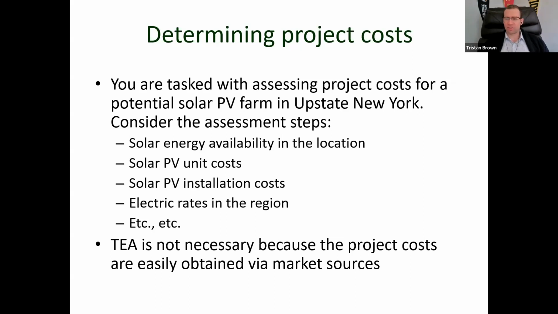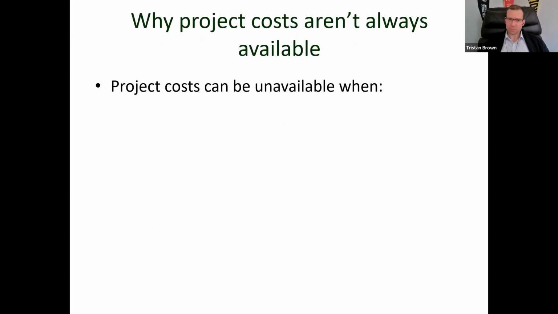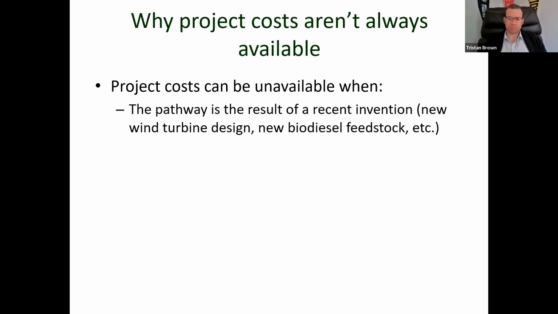So begs the question then, all right, when do we use techno-economic analysis? Well, we use techno-economic analysis when the project costs are not going to be available, right? And they are not always available, especially for certain types of technologies. So to give you some examples of when they're not available, let's say the pathway is the result of a very recent invention. So this could be a new wind turbine design. If we think about the bioeconomy, this could be a new type of biodiesel feedstock.